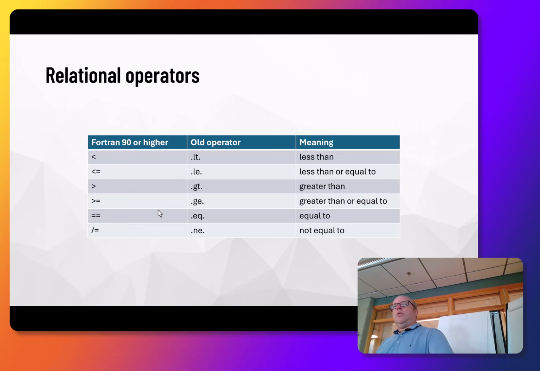Relational operators here, of course, we have legacy from the 50s. Because you had a limited character set, you needed to express less than and greater than with characters. So you have the modern less than, and .lt. Both of them work. So you have less than or equal, greater than or equal, equal to with the double equal signs, and then not equal with a slash equal. So it's almost like the Python version, but without an exclamation mark. Slash equals is not equal to.